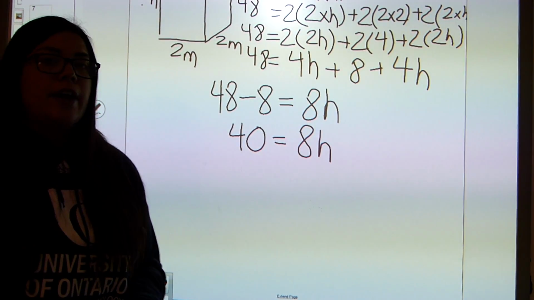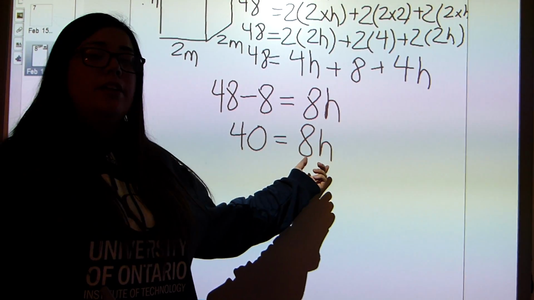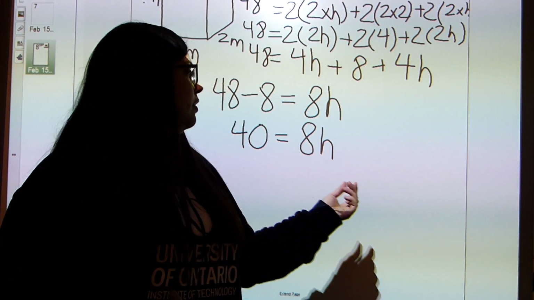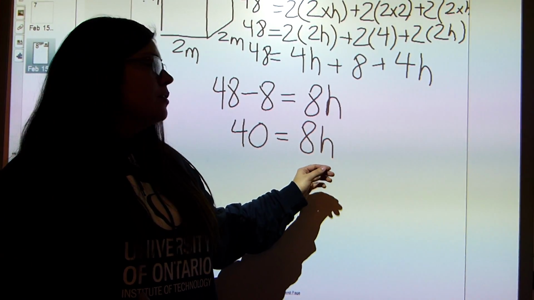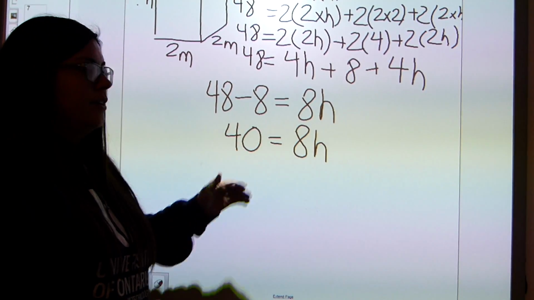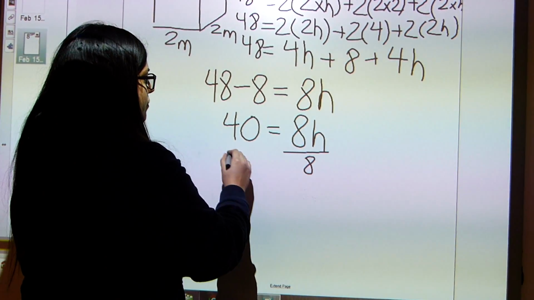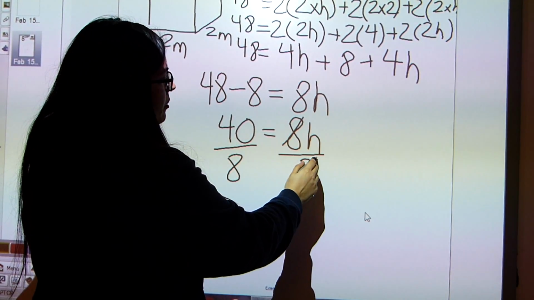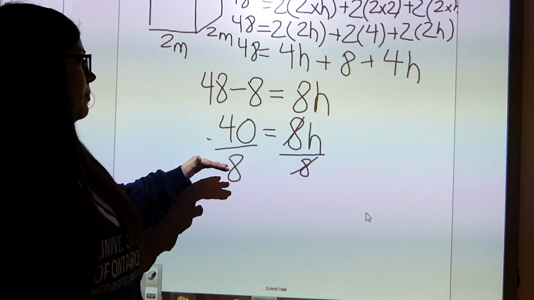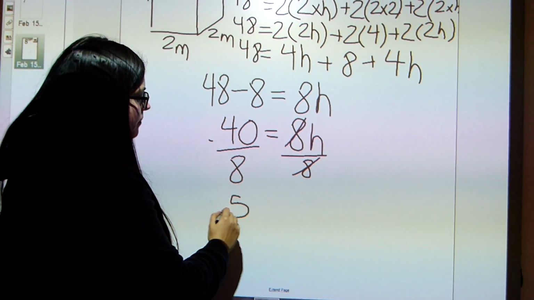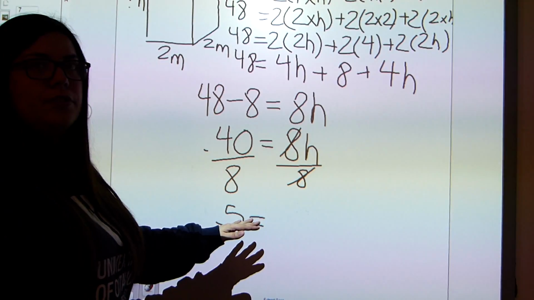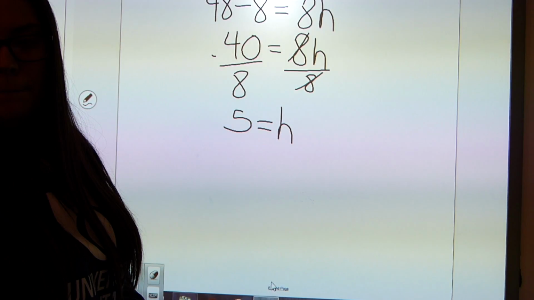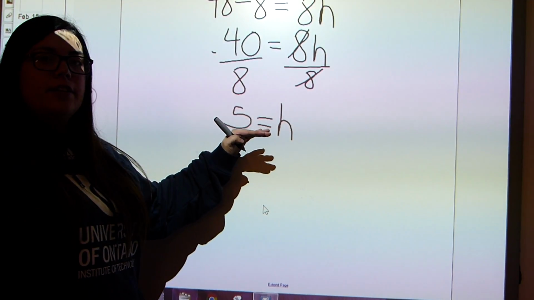Okay? So now, whenever you have 8h, so a number and a letter together, that means they're being multiplied. In order to get rid of this 8, so you just have variables, you're going to divide both sides by 8. So 8 divided by 8 is 1, so you can cross them out. And 40 divided by 8 is 5. So 5 equals h. So now we know that our height is 5.